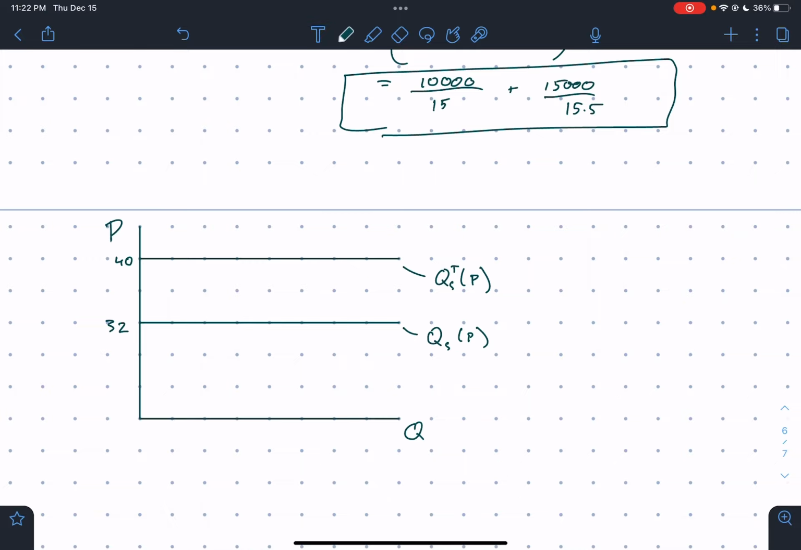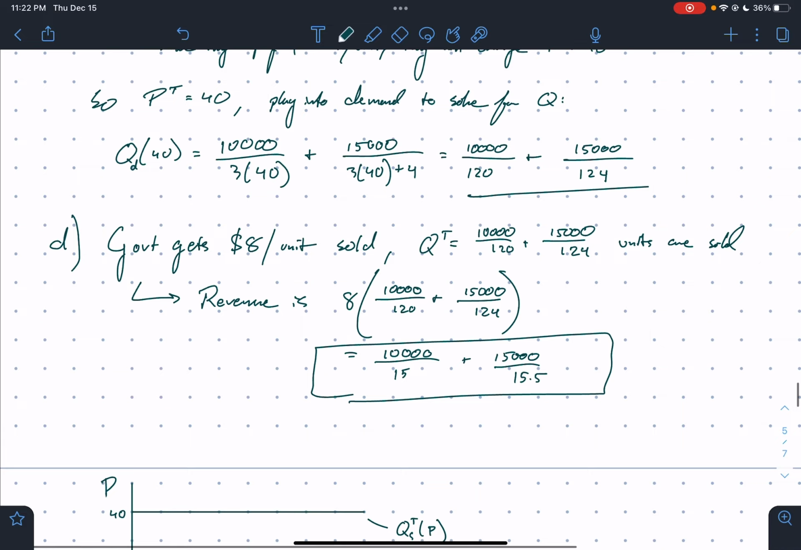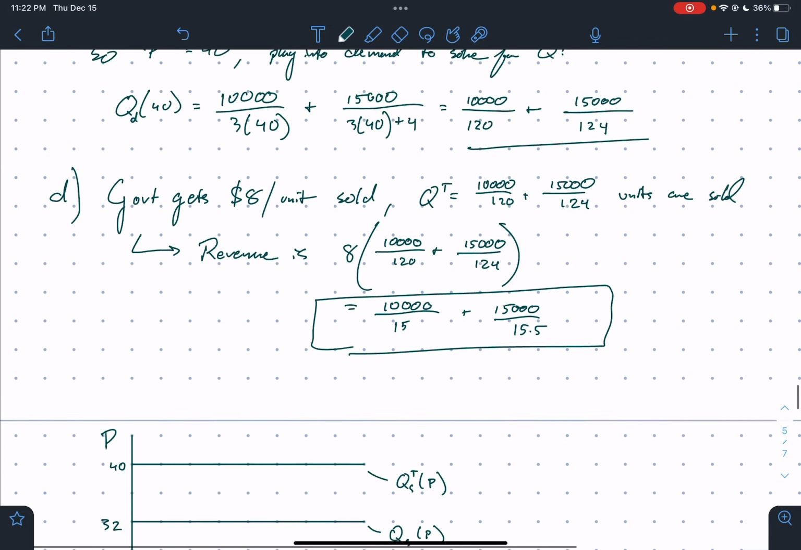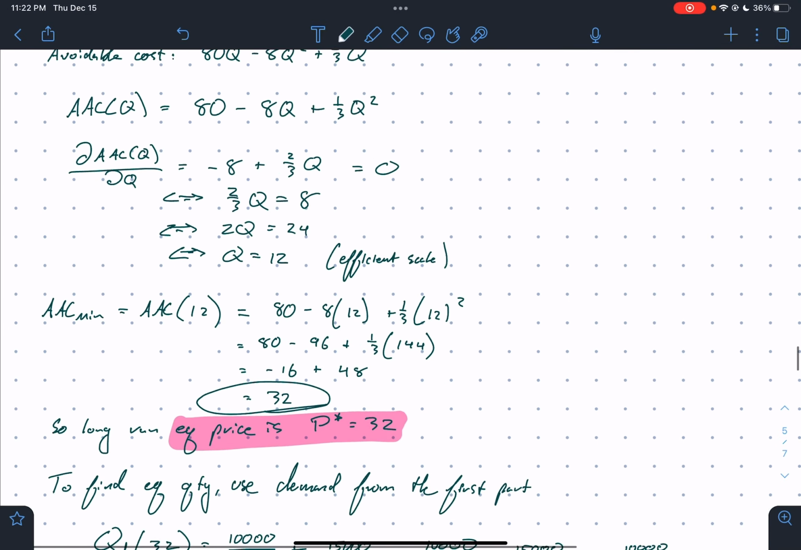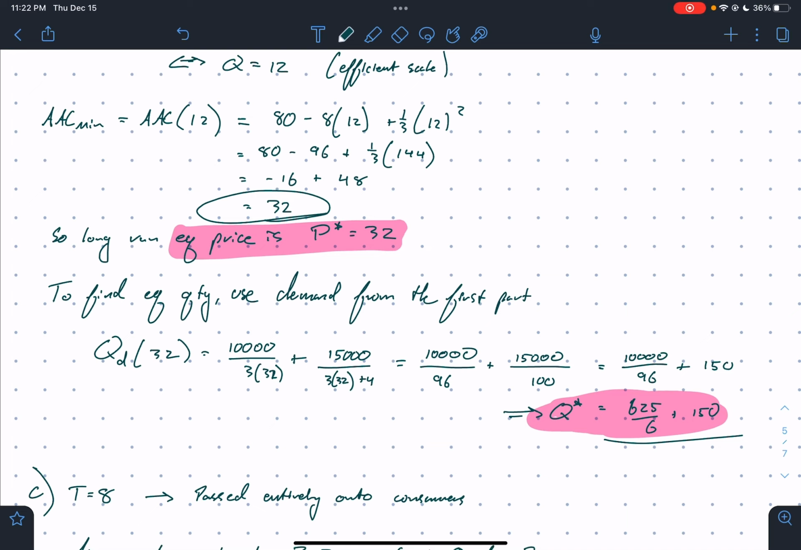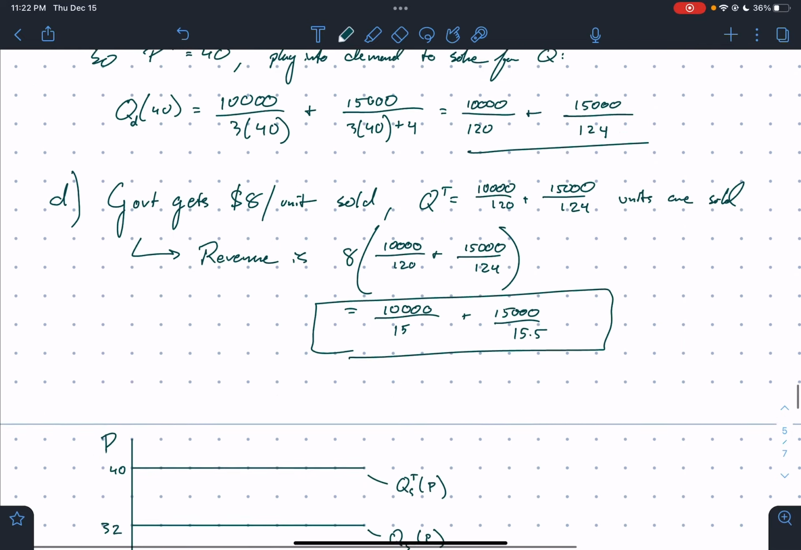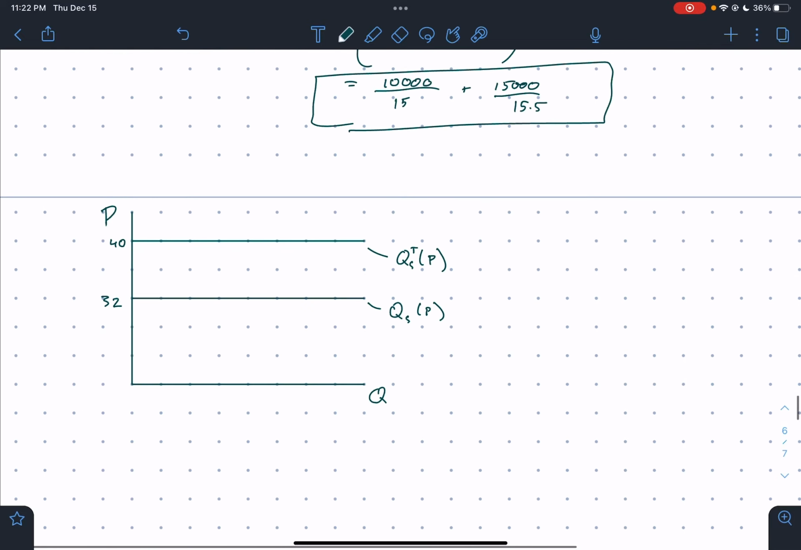Then the demand function, it's going to be, probably going to not draw it super correctly. Let me think, sorry. So this is the demand function.